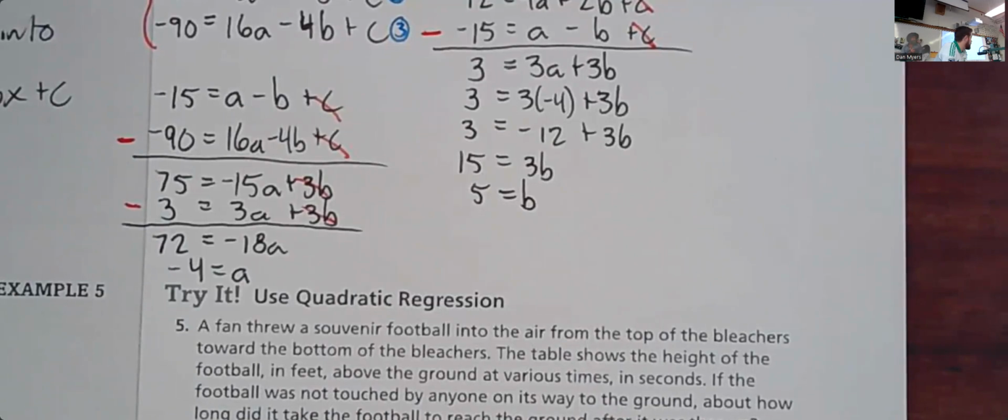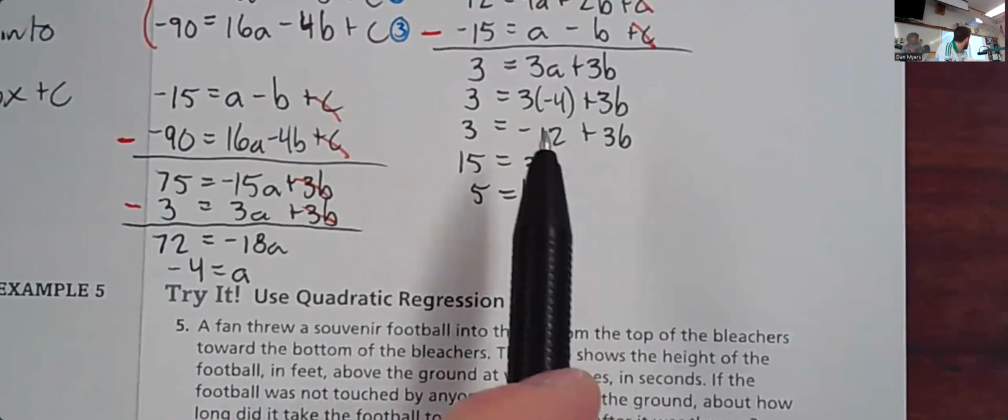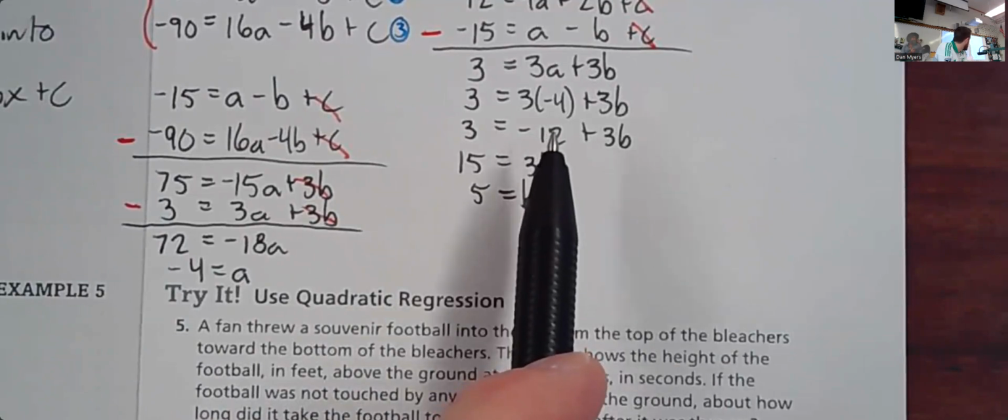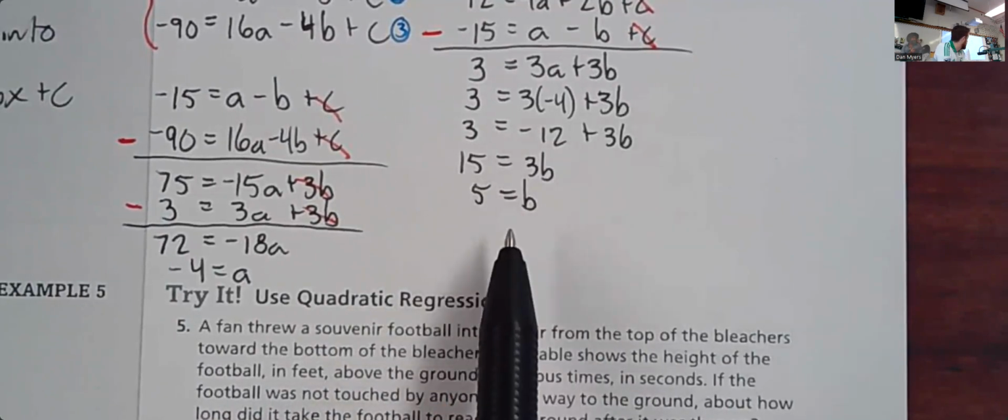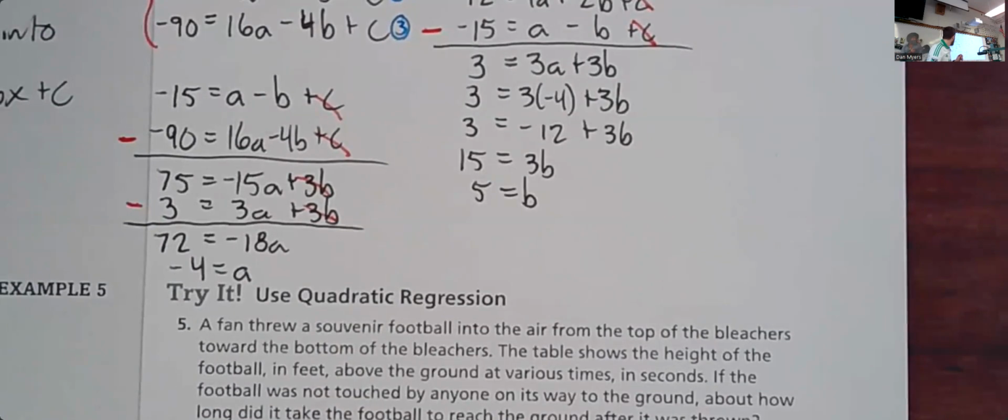So we solved for our first variable. We plugged the first variable into one of our equations with two variables and got the second variable. Now to get the third variable, what do we have to do?